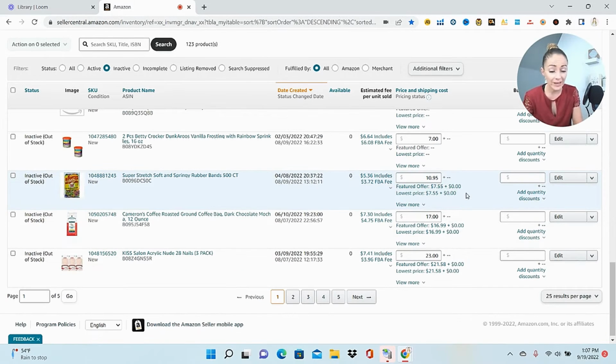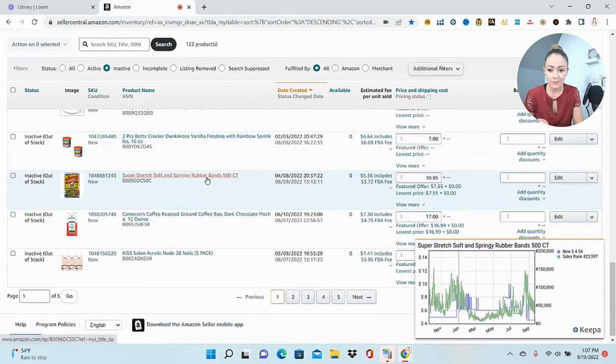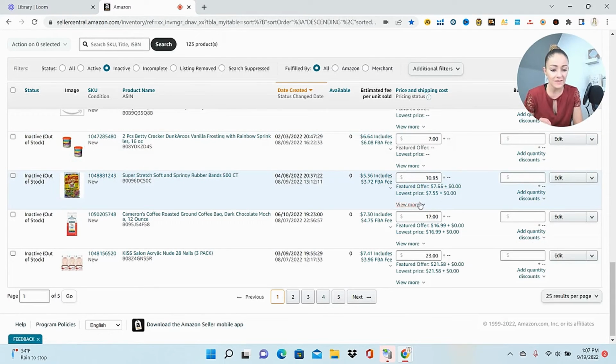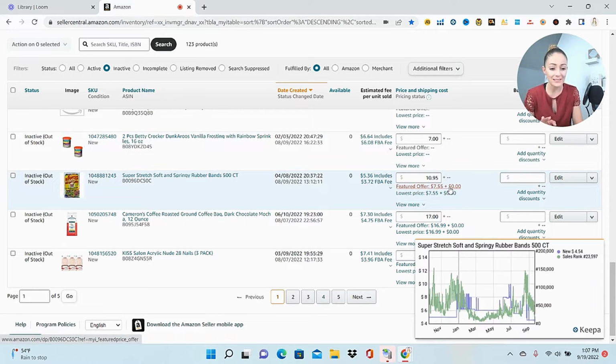On the other hand, I can see here this frosting. It does not have a price here. The buy box is suppressed. I have some rubber bands here that, it looks like, the buy box is going down, so that's not something I would want to replen.